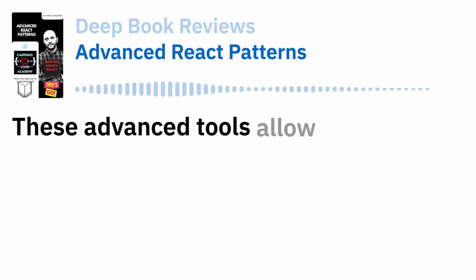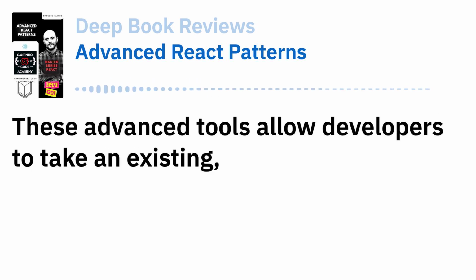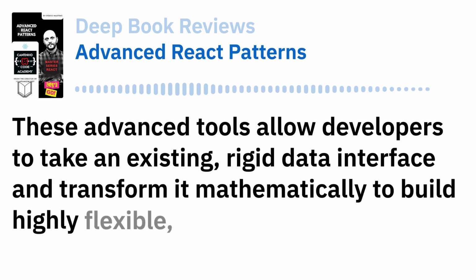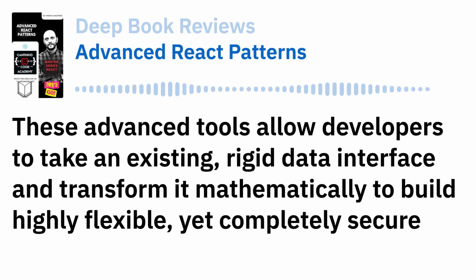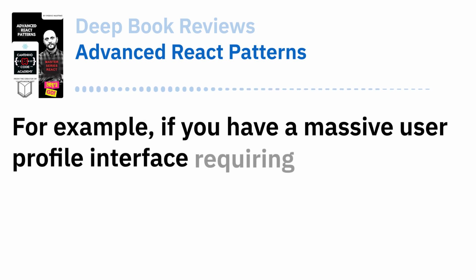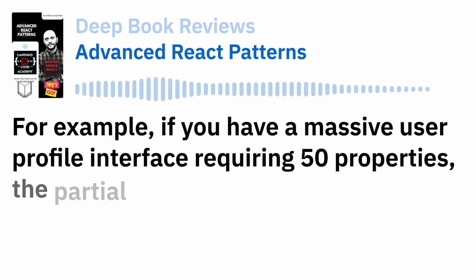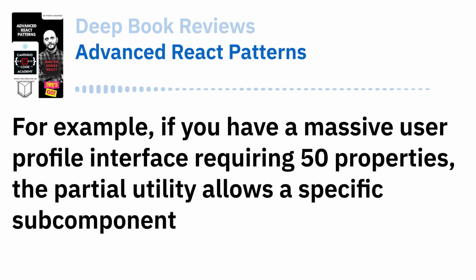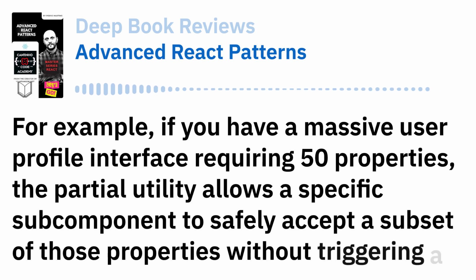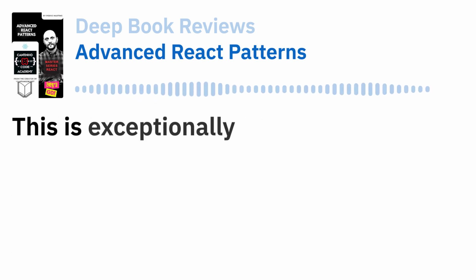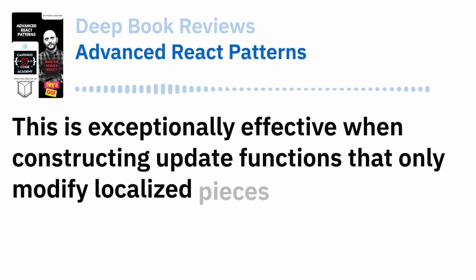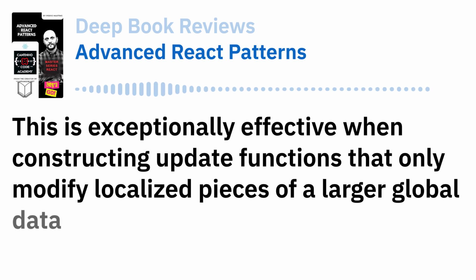These advanced tools allow developers to take an existing, rigid data interface and transform it mathematically to build highly flexible, yet completely secure component properties. For example, if you have a massive user profile interface requiring 50 properties, the partial utility allows a specific subcomponent to safely accept a subset of those properties without triggering a compiler error. This is exceptionally effective when constructing update functions that only modify localized pieces of a larger global data object.